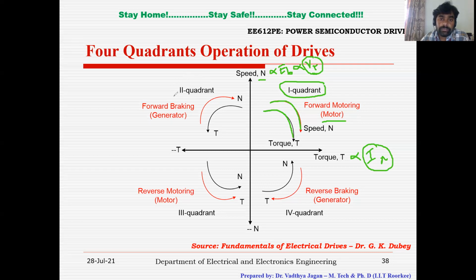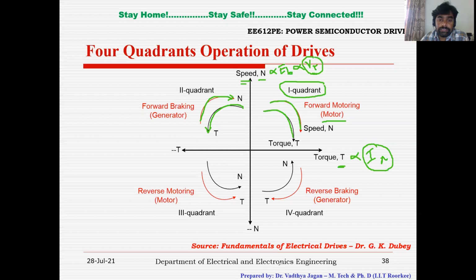If you see the second quadrant, speed is positive, which means the terminal voltage is positive. But the torque, which is proportional to the current, is negative. If current is reversing, then the torque is reversing. So the torque is in anti-clockwise direction, but the speed is in clockwise direction. This is called the forward braking region. The second quadrant is also called the forward braking region.